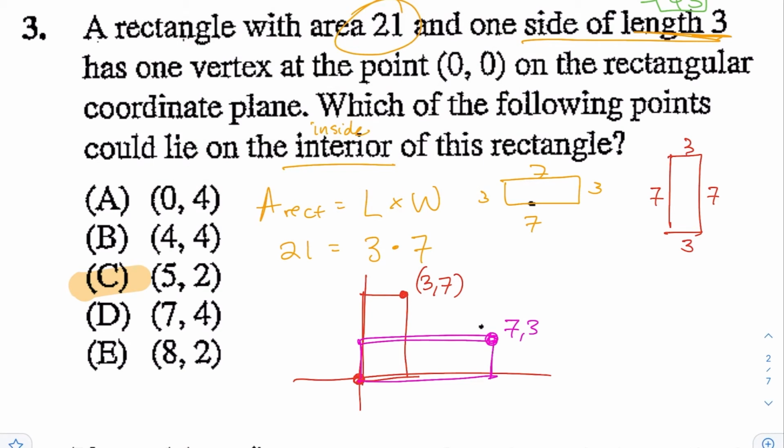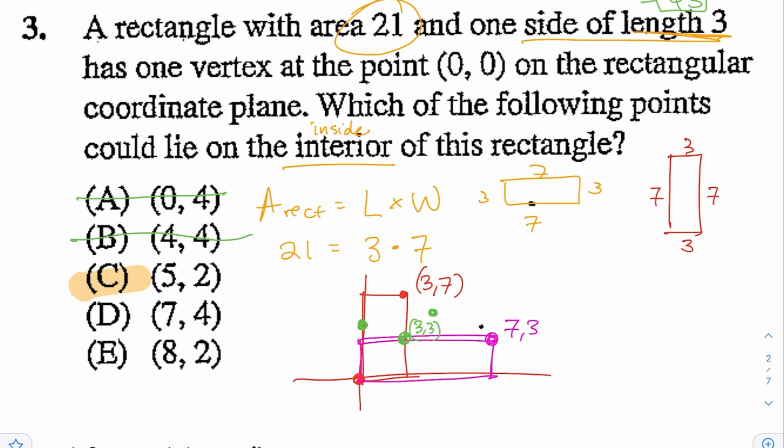So for choice A, (0, 4) could either be outside the rectangle or could be on the edge of the rectangle, so that's not going to work. This point here is actually (3, 3), so (4, 4) would be on the outside for choice B, so that's also wrong.